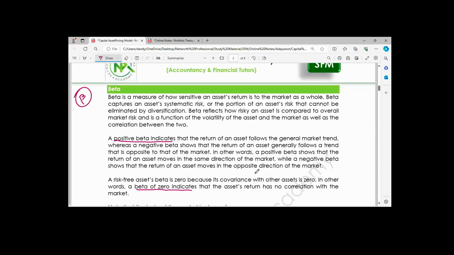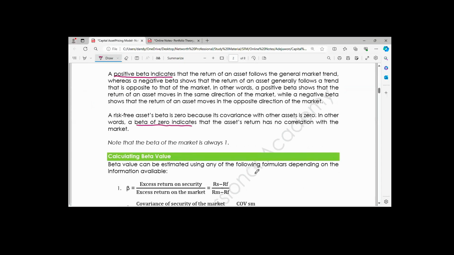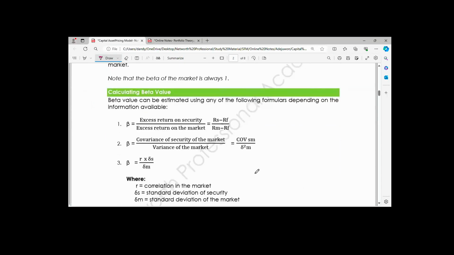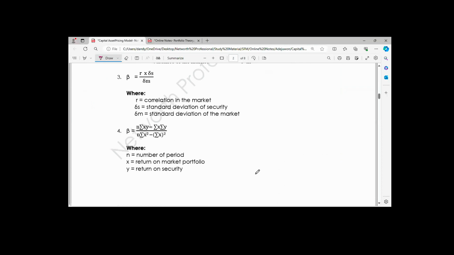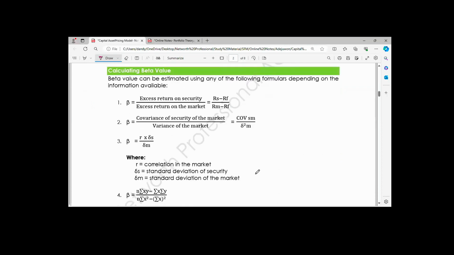So how do you then estimate beta? How do you estimate beta? Let me use this one. This will also save our time. Now, the only challenge that is associated with CAPM is the fact that the examiner can test you in any form, in any ways. But the bottom line is that the challenge associated with CAPM is because of this beta value.